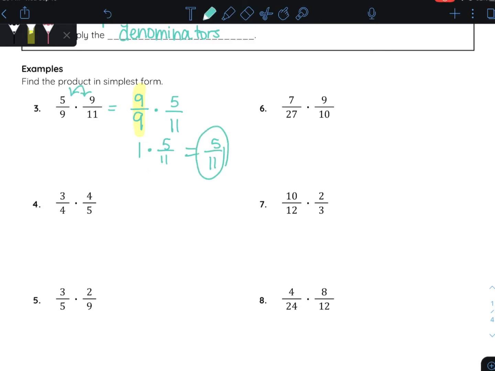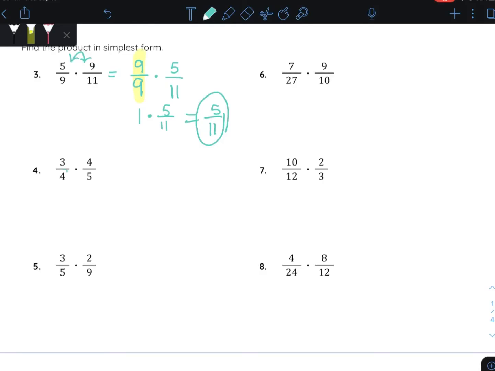Okay, so let's try that one more time on number 4. See how there's a 4 on the bottom and a 4 on the top? Go ahead and switch them. So switch these two. Now we have 4/4 times 3/5. But 4/4 is just 1. So this is 1 times 3/5, or just 3/5.